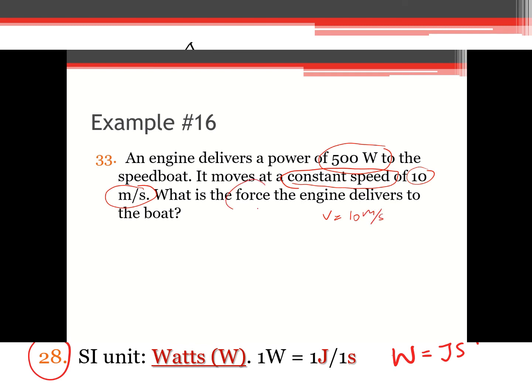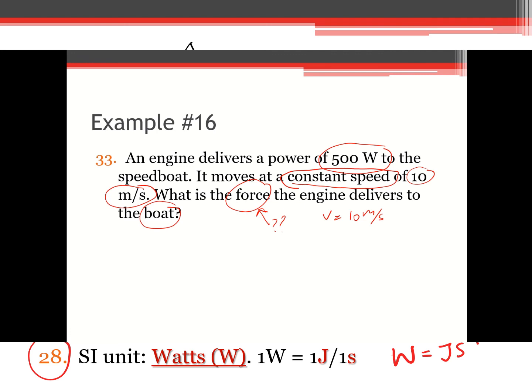What is the force? Suddenly ask about the force. This is not asking about resultant force. If it's resultant force, the question will ask, what is the resultant force? Then you all would know the answer straight away. Object moving at constant speed, Newton's first law. Moving at constant speed, resultant force must be zero. But this question is not asking about resultant force. It is asking for what is the force the engine delivers to the boat. It is the forward pushing force for the boat, not resultant force.